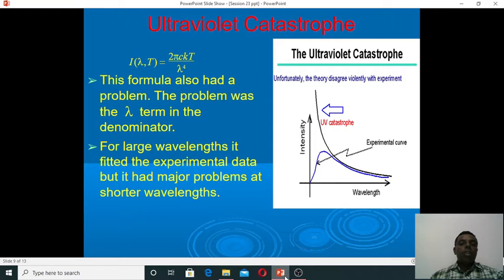So this formula also had a problem. The problem was the wavelength term in the denominator. For longer wavelengths, it fitted the experimental data, but there is a major problem at shorter wavelengths, as shown in the figure of the experimental graphs.